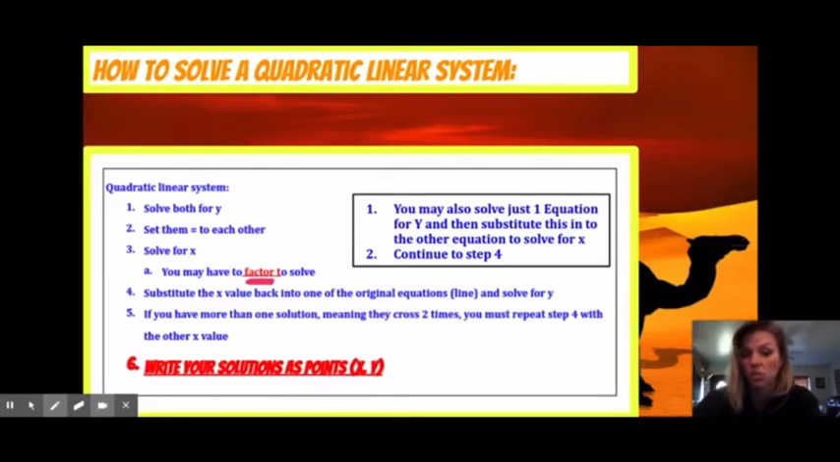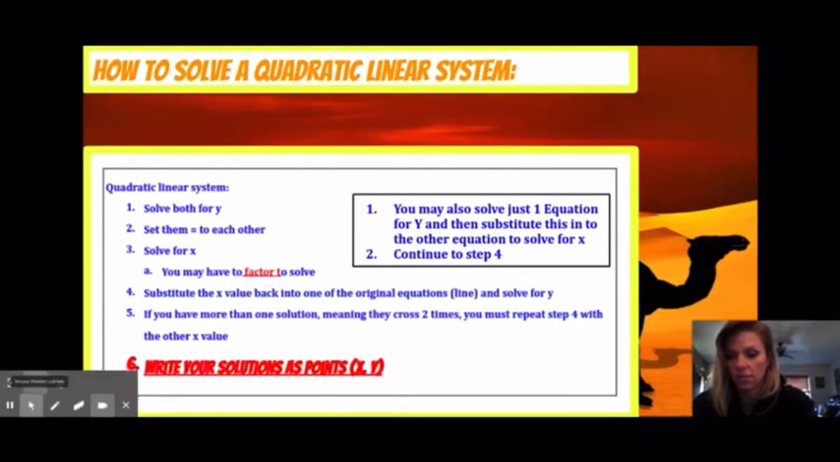Or you can just go to your y equals and go to your table, plug them both in, go to your y equals, find the x values you just used, and then find the corresponding y values in the table. Okay, don't forget step 6 here is to write your solutions as points. So let's see what I'm talking about here.